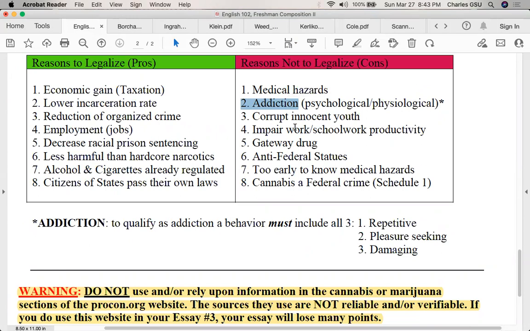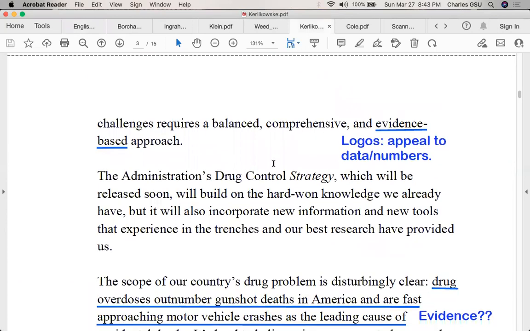Just like if someone says, well, yes, I drink alcohol, but I'm a social drinker. I went to a party and I had a glass of wine. And then next month I went to another party, had another glass of wine, right? That's not addictive. So Karolakowski, though, wants us to believe that it is.